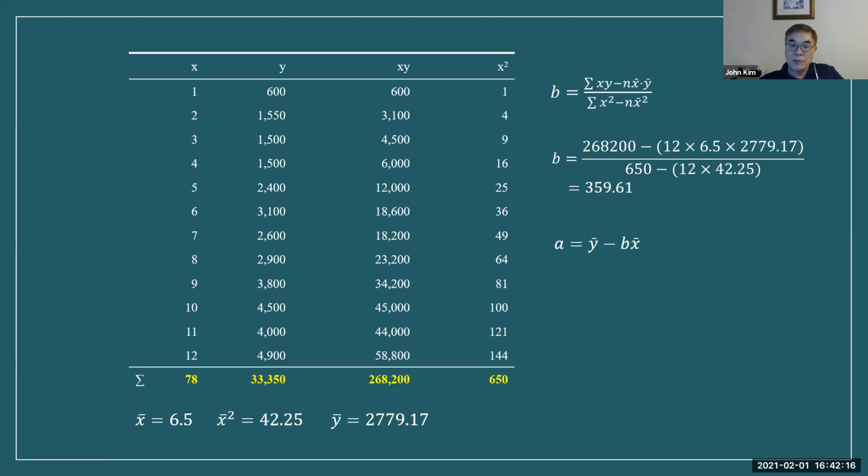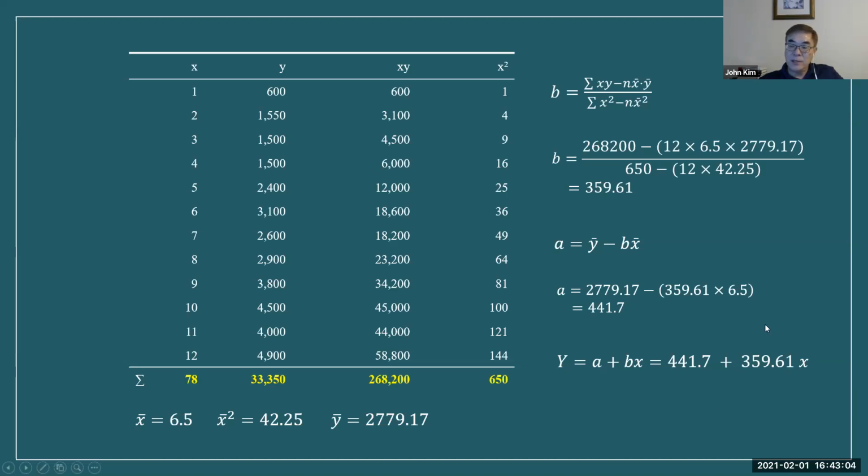A equals the mean of y, 2779.17, minus B, we got here, times the mean of x, 441.7. So the equation y equals a plus bx, so y equals 441.7 as a, plus b, 359.61, and then x.